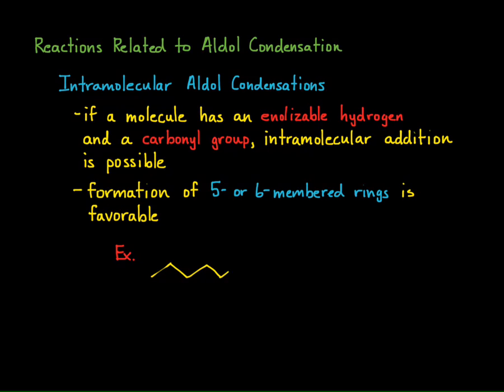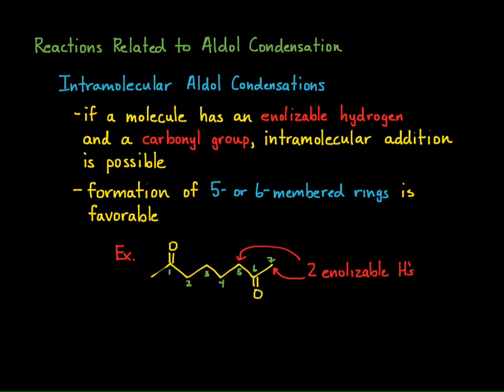So let's take a look at an example here where we have 2,6 octane dione. And if you notice in this particular structure, there are two enolizable hydrogens. And so there's two possibilities to form an enolate. If we look at the structure, we see that the carbon on the end here at that methyl group certainly is an alpha carbon, and so it can form an enolate. Likewise, the carbon on the other side of the carbonyl can form an enolate as well.